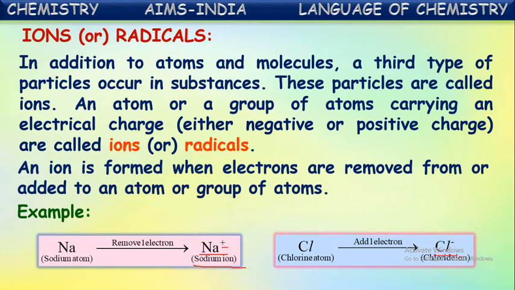Both are ions which are formed either by the gain of electron or loss of electron. Finally, these are charged particles. The charged particles obtained by the atoms or group of atoms either by gain of electrons or loss of electrons are called ions or radicals.